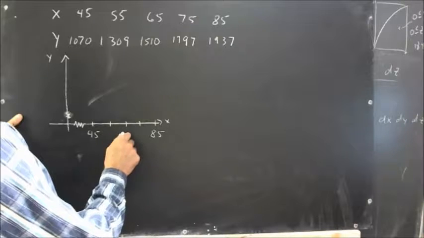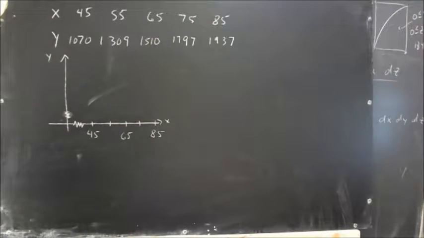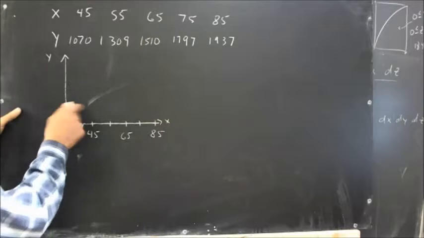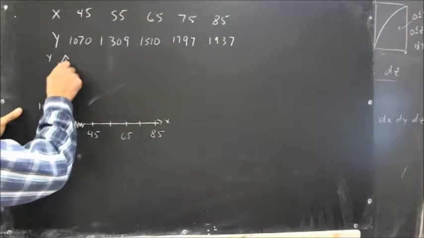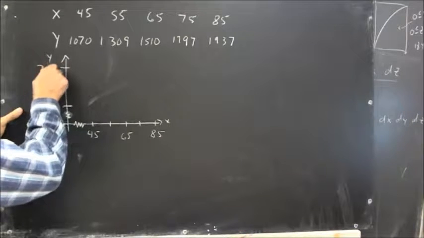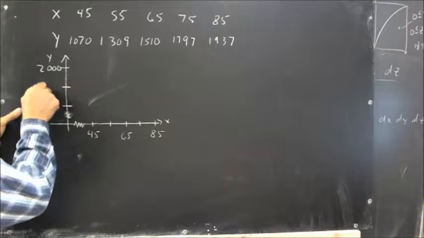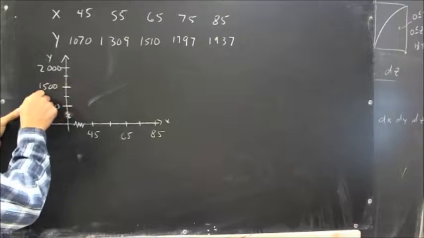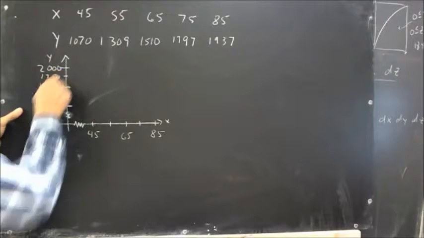Okay, and I'm not going to label them all, but I'll label at least these three, and it should be clear what the others mean. And the y values go from 1070 up to 1937. It's basically from about 1,000 to a little less than 2,000. So let's put those numbers on here and then break that in half. So where we have 1,500, let's break those two intervals in half. We've got 1,250 and 1,750.